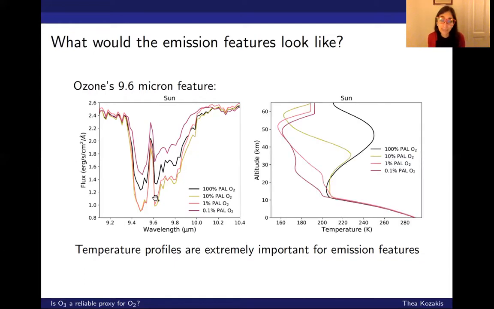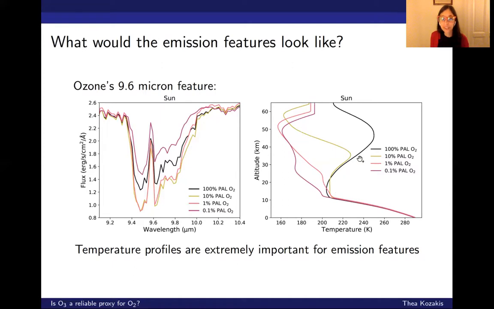However, that can be explained by the fact that when you're looking at emission spectra, it is really the temperature profile of the atmosphere that's determining the depth of the feature. So in particular, it depends on the temperature difference between the emitting and absorbing layer. So when we're thinking about ozone, the depth of the feature is going to be dependent on the temperature difference between the planetary surface and the temperature of the stratosphere.